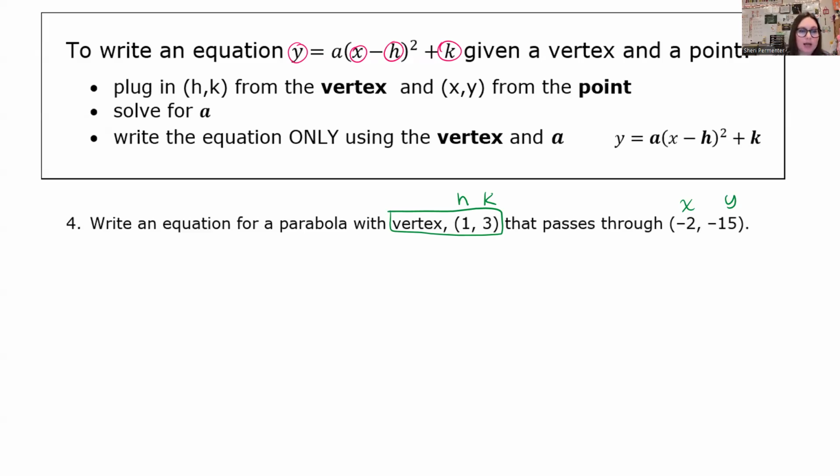So it starts out with Y. I get negative 15. So that's Y. And then comes equals A, parentheses, X. So X is negative 2. And then it's minus H. H is 1, so it's minus 1, squared. And then plus K. K is 3, so plus 3. So we're plugging everything in.